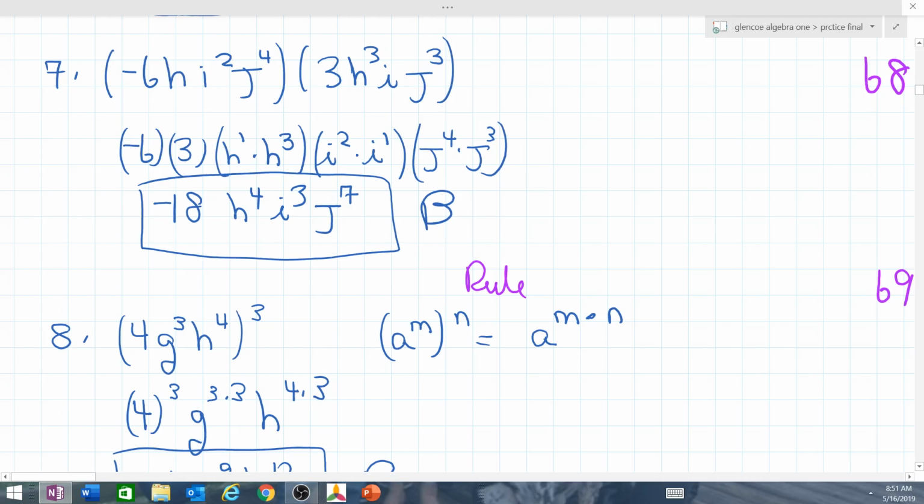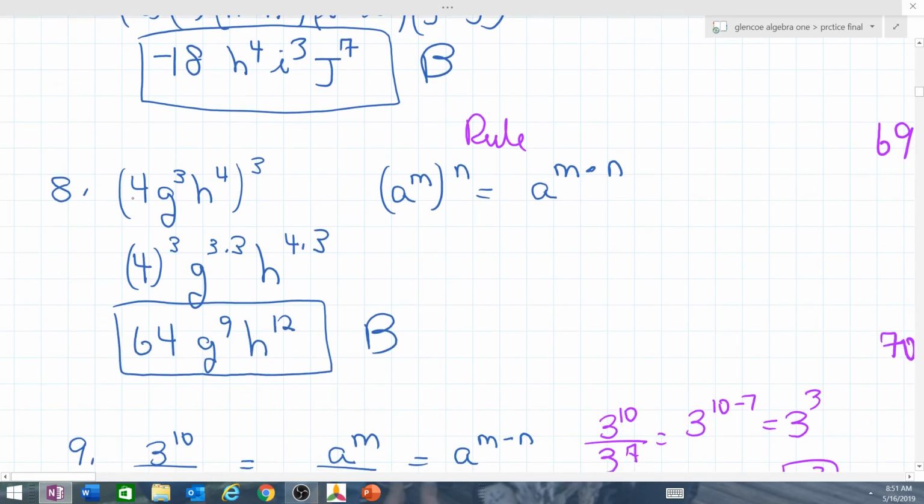Does anybody need number 8? Number 8. The whole key here is everything in the parentheses had to go to the power of 3. 4 to the third power is not 4, but 64. It's also not 12. A lot of people will do that.